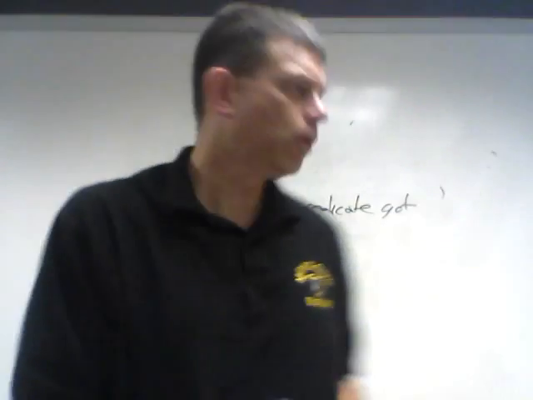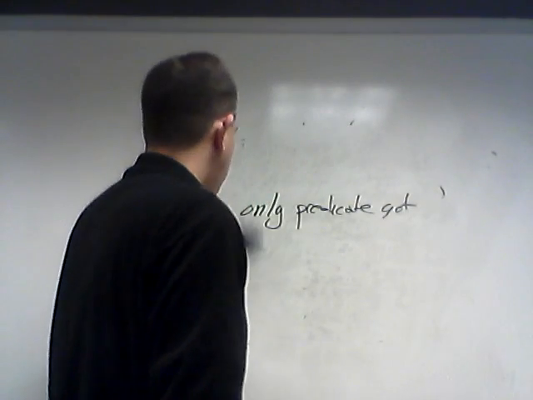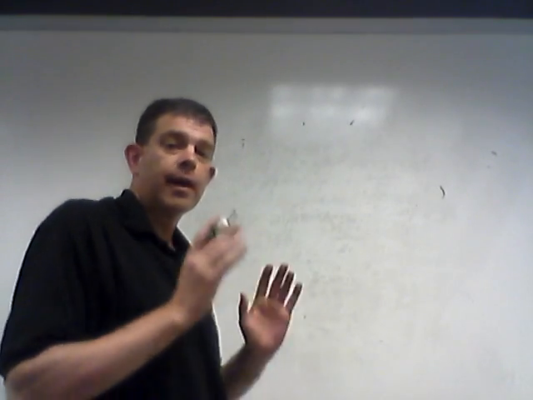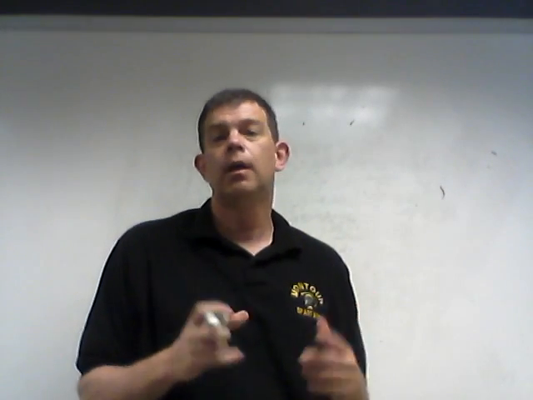Hello everybody, and welcome to part 2 of our unit. Now we're going to talk about how categorical syllogisms are understood in terms of their validity. Okay? We know we have 4 types of propositions: an A, an E, an I, and an O.